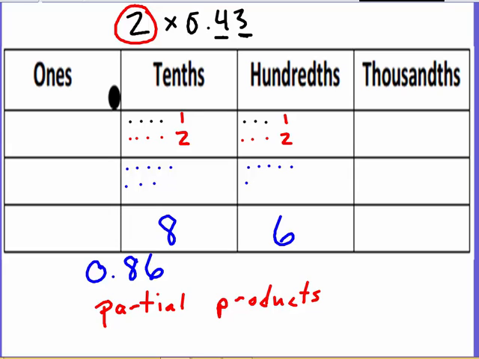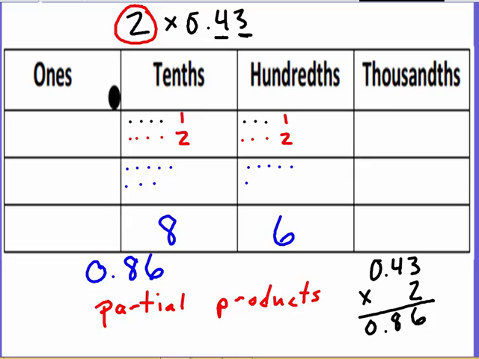If I notice, I can also break it up using my standard algorithm. 2 times 3, well, that is 6. 2 times 4, that is 8. And where does my decimal go? Well, this 8 needs to be in a tenth spot, and that 6 needs to be in a hundredth. If I look at that area model.